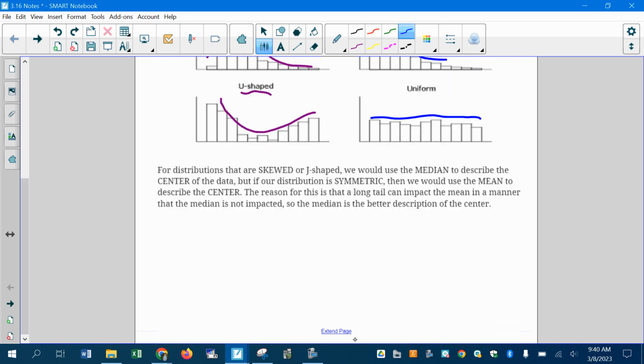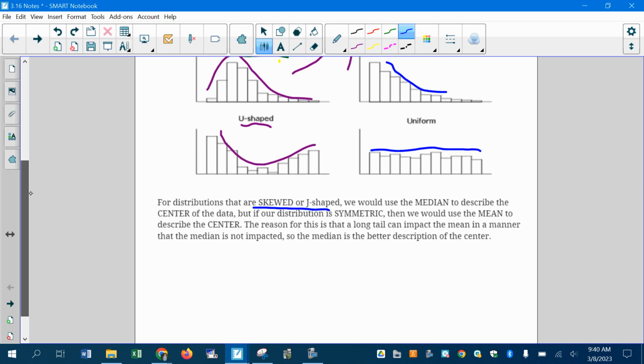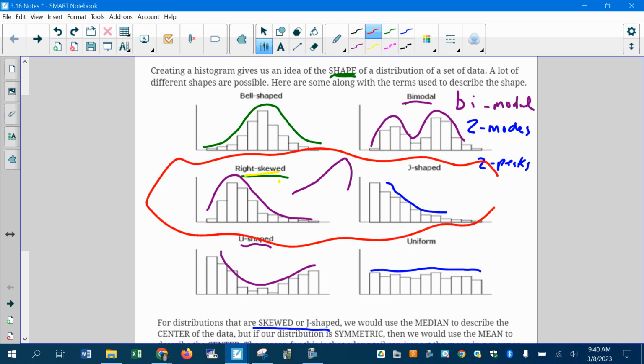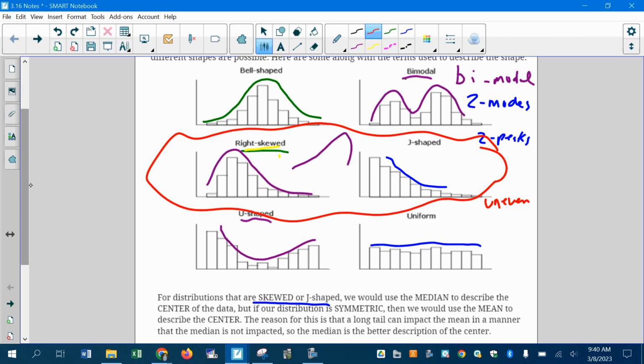One important idea is that if your distribution is skewed or J-shaped, these two, it looks like that, it's really uneven. Instead of being even, it's uneven. Okay? And when it's uneven, we're going to use the median. We can talk about in a second why. We're going to use the median to talk about what's the center of the data. If your distribution is symmetric, then we're going to use the mean to talk about what's at the center.